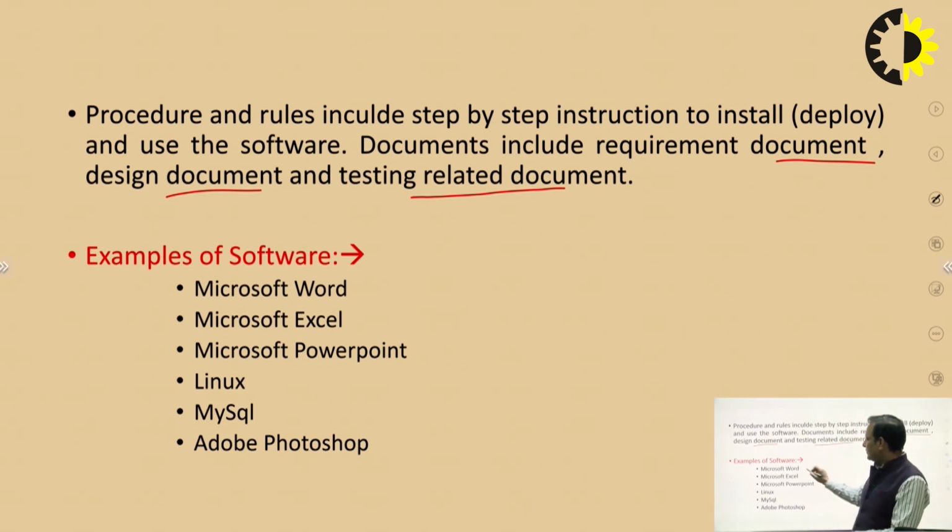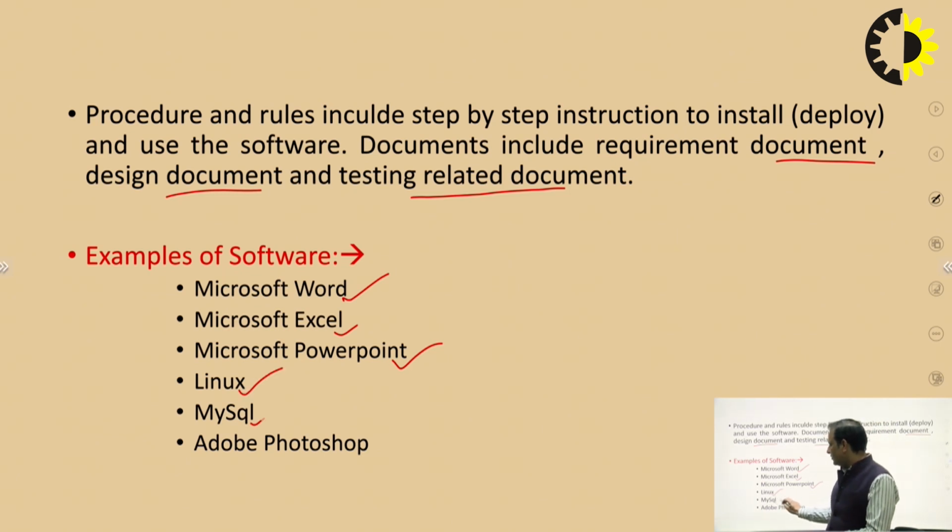Examples of software: Microsoft Word is a software, Excel is also a software which you generally use in your daily life. Microsoft PowerPoint is a software, Linux is a software, MySQL and Photoshop are examples of software.